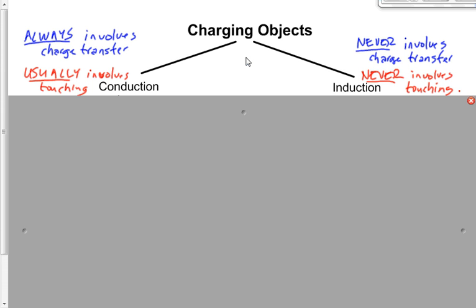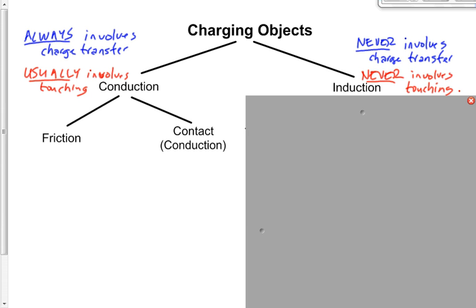Now, we can break each of these into two subcategories. Conduction can be broken into charging by friction and charging by contact. Charging by contact, sometimes we just call it by its parent category, conduction. When you're charging by friction, you're rubbing two objects together. Charging by rubbing.